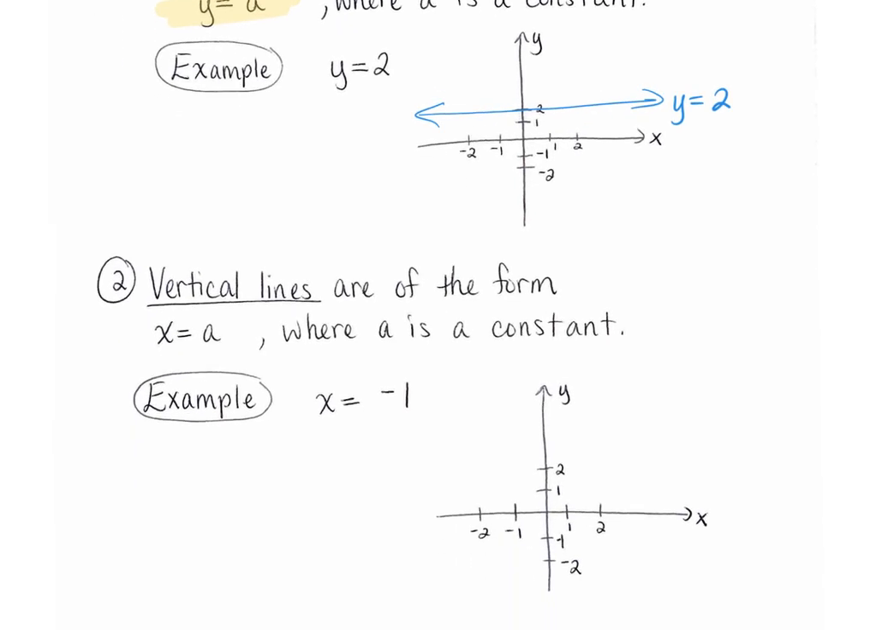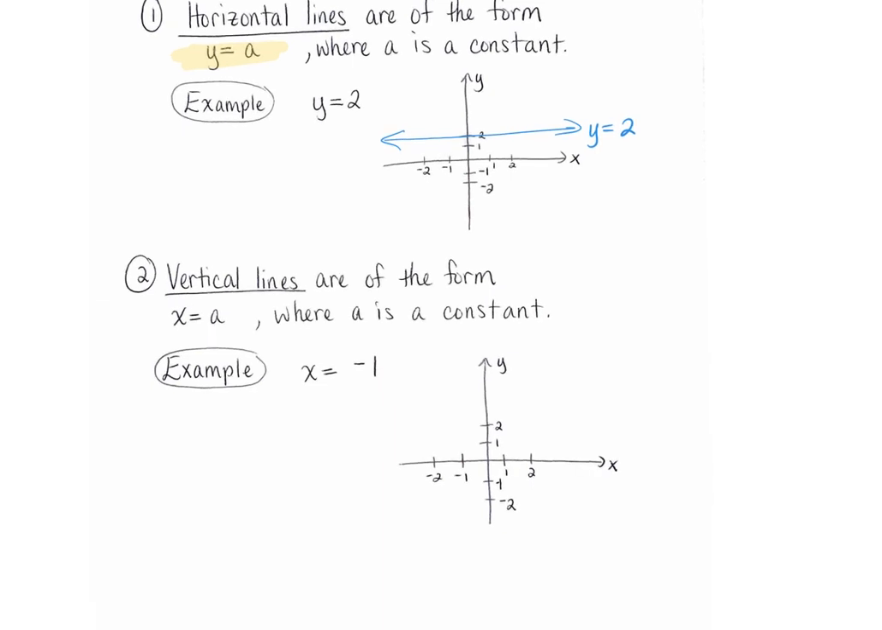Vertical lines have what form? x equals a. Good. x equals a, where a is a constant or number. So here we have x equals -1. On the graph, tell me how to get there from here. Go to the left one and then make it vertical. Yeah. That's vertical. x equals -1.